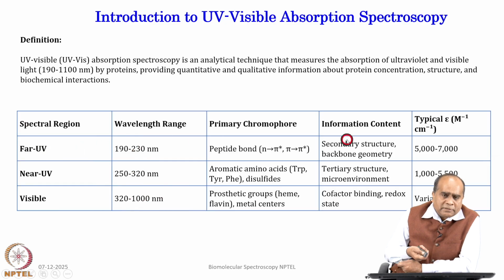What absorbs, what is the chromophore here in the UV region? The n to pi star transition and the pi to pi star transition, and this basically tells you about the secondary structure and backbone geometry.